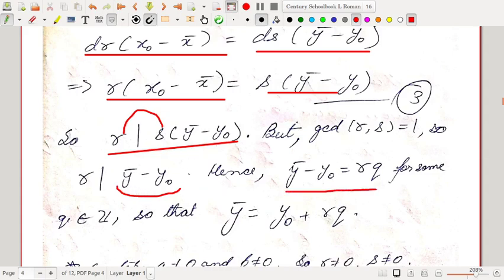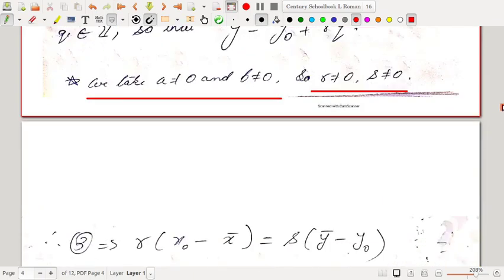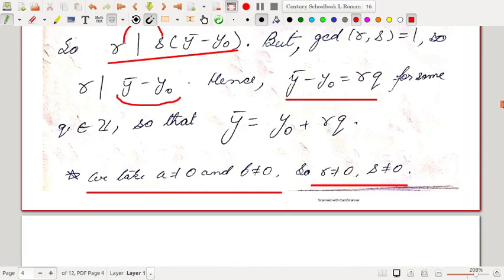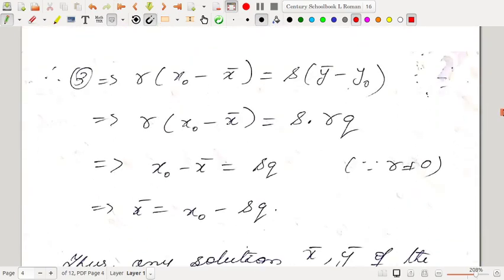So y bar minus y naught can be written as r into q for some integer q. So y bar can be written as y naught plus rq. And if we put that value here, y bar minus y naught can be written as rq. Since r is non-zero, we divide by r, and we can write x bar as x naught minus sq.